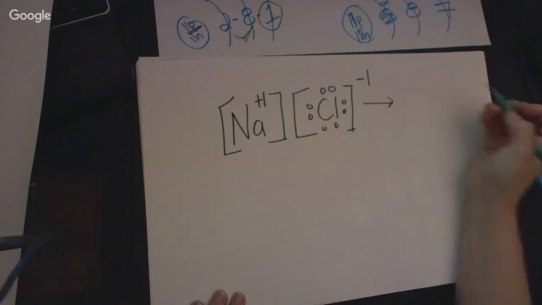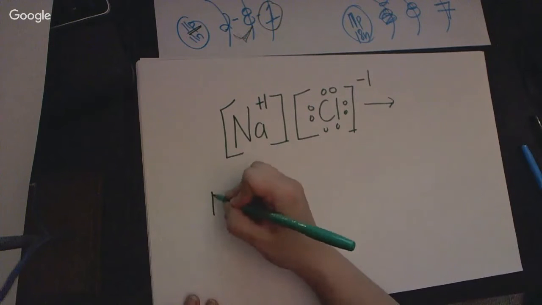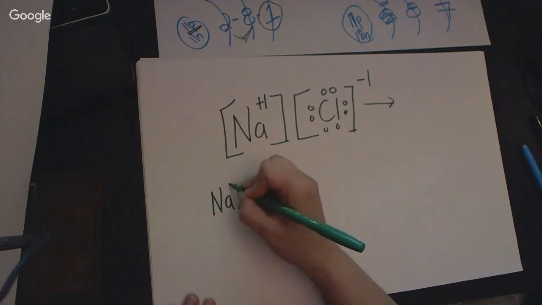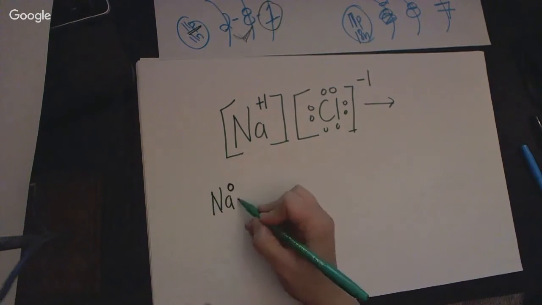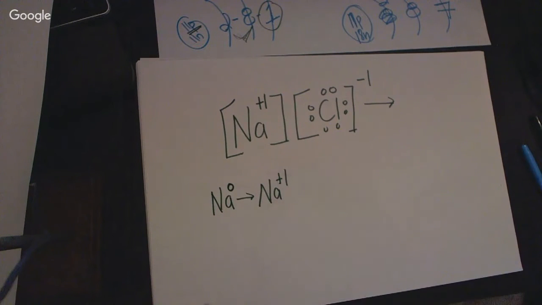Now, somebody just threw out there, can you do the half reactions because it helps? Sure, let's do that. What happened here is that this sodium started off as a sodium atom, and at the end, it became sodium +1. By the way, this is a redox connection, so if somebody said do the half reactions, here we go.